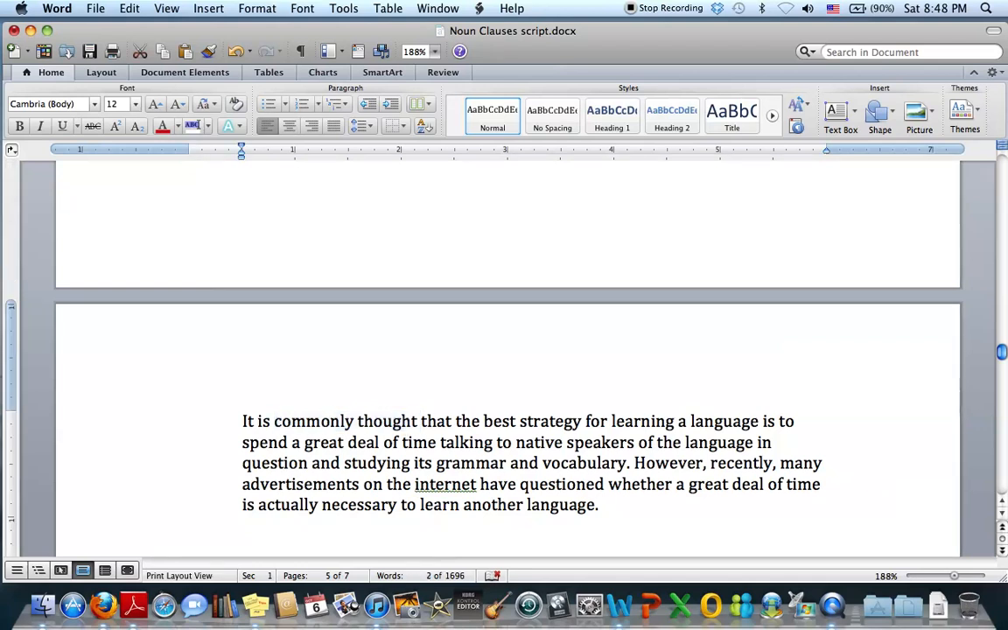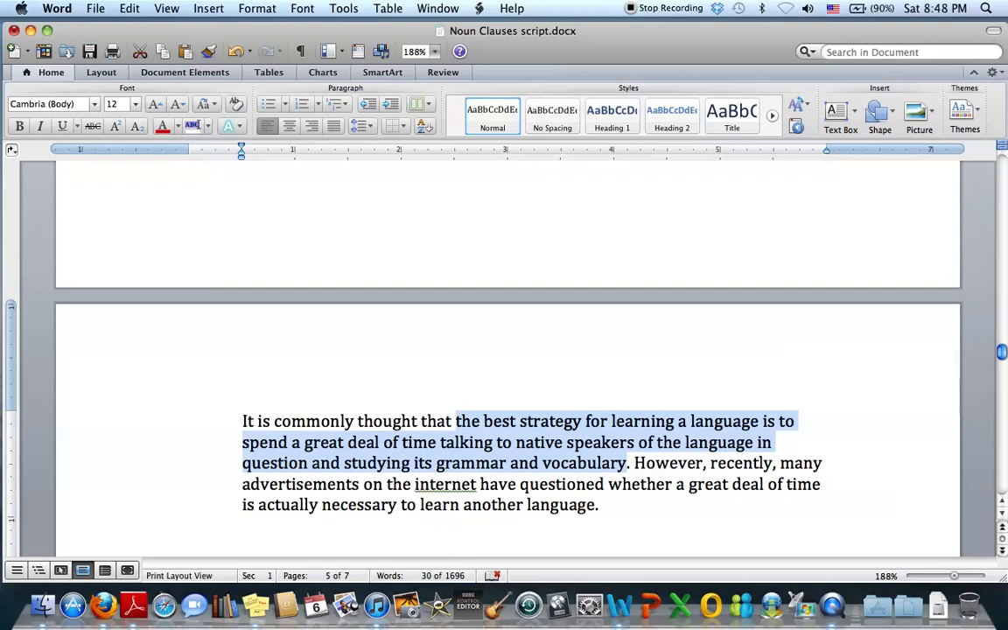Now we have our that, okay? And now we have the sentence that comes after it, right? The best strategy for learning a language, the best way to learn a language, spend a bunch of time talking to native speakers and learn the grammar and vocabulary. Okay, well, that's fairly obvious. I think most of us can agree with that.